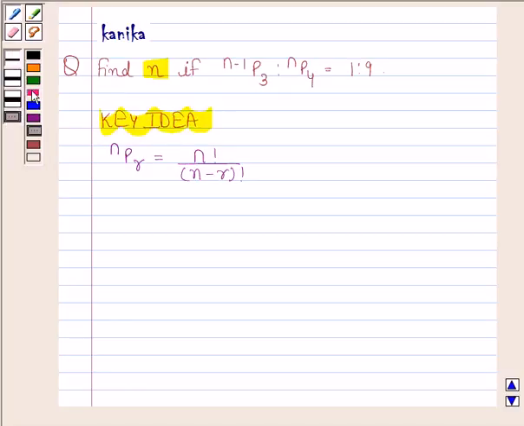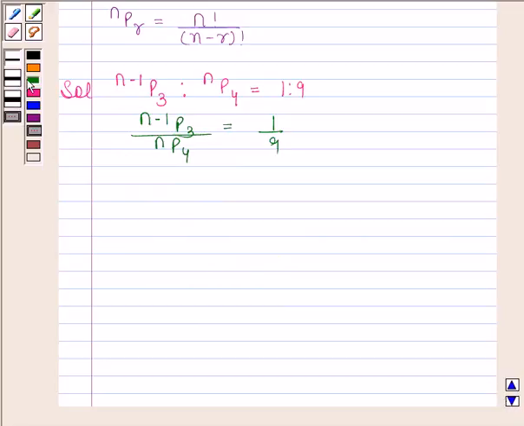Let's now begin with the solution. We have to find the value of n if (n minus 1)P3 is to nP4 is equal to 1:9. Representing this ratio in terms of fraction, we get (n minus 1)P3 upon nP4 is equal to 1/9. We know that nPr is equal to n factorial upon (n minus r) factorial.